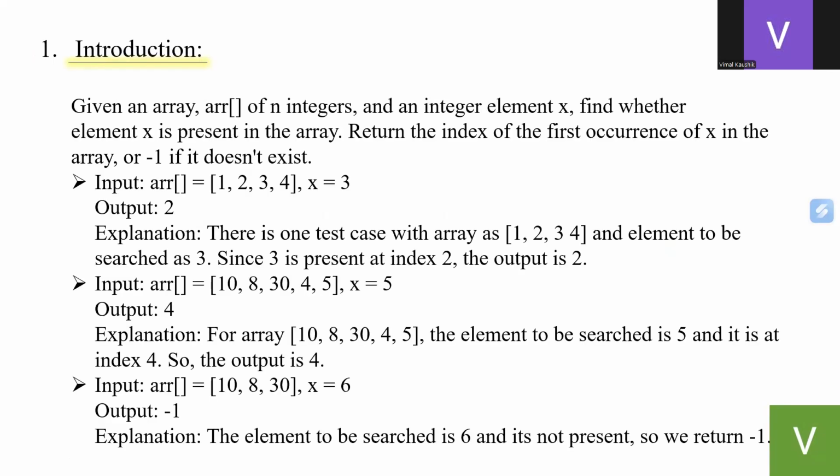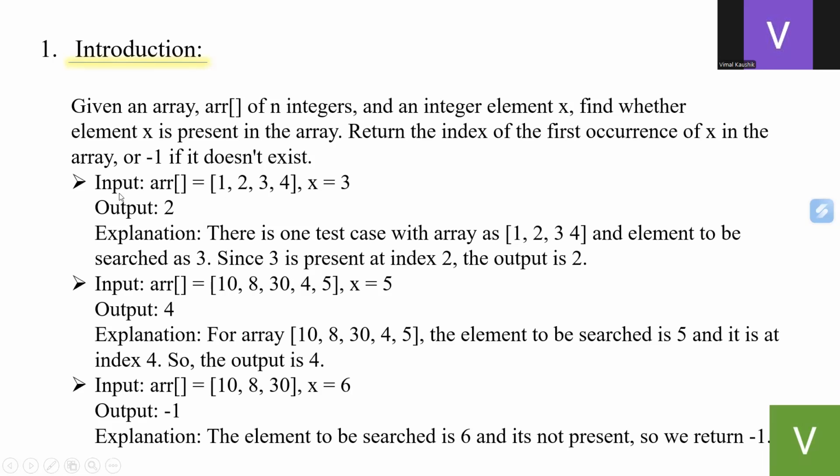Let us consider an array of n integers and an integer element x. We have to find whether that element x is present in the array or not. If it is present, we will return the index of the element. If it is not present, we will return -1 or element not found as the output.